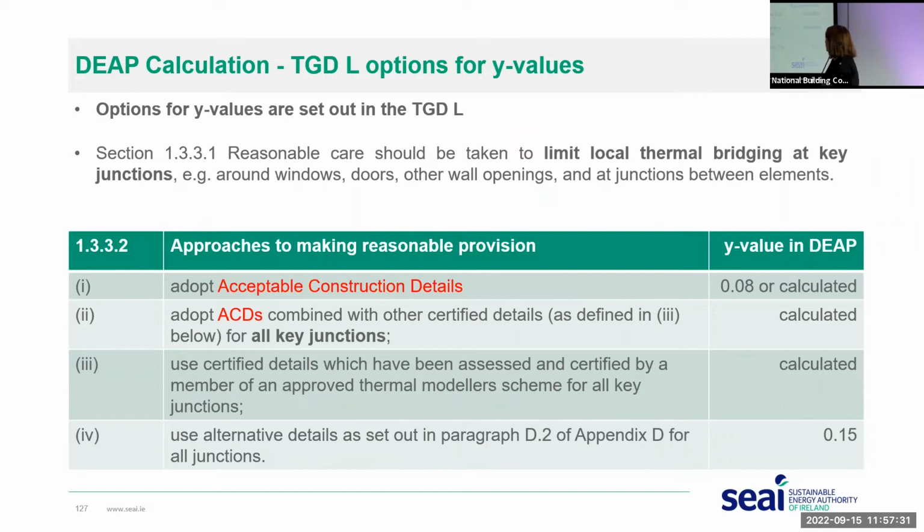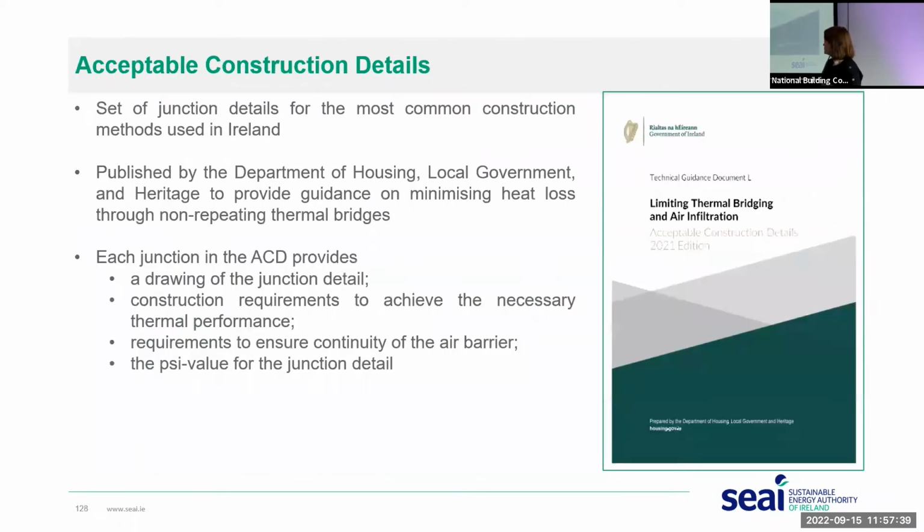So we can see that there's two options when you're using ACDs. So I'm just going to run through those quickly. I know Simon covered it this morning, so I'm not going to spend too much time on it, but it's a set of junctions for the most common construction methods in Ireland. It's published by the Department of Housing, and for each junction in the ACD, you're provided with a drawing of the junction, construction requirements to achieve the necessary thermal performance, requirements to ensure continuity of air barrier, and the SEAI value for the junction detail.